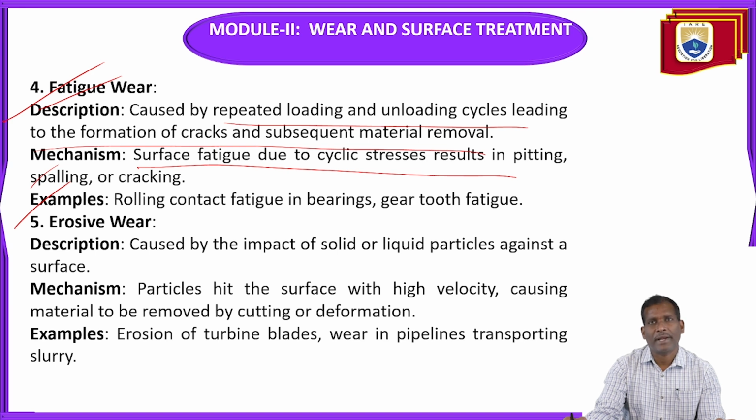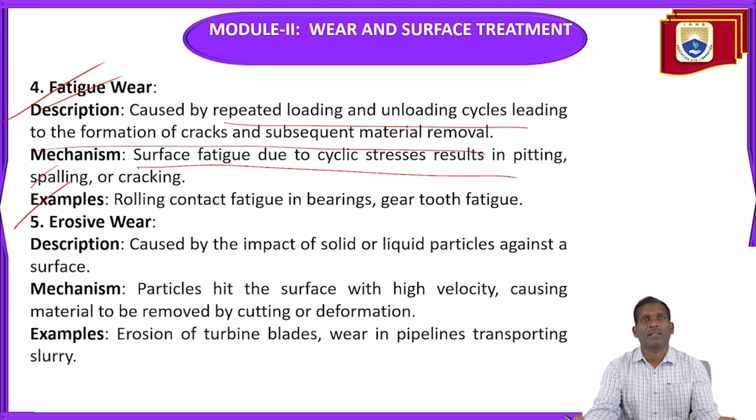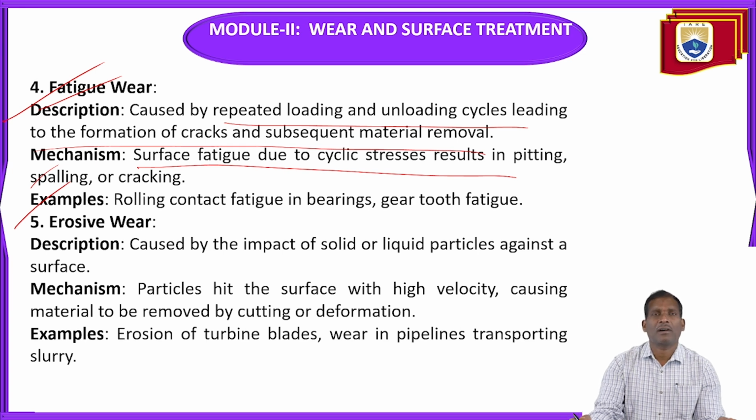and gear tooth fatigue. The repeated loads occur in mechanical components like bearings, gear wheels, connecting rods and pistons. The piston moves inside the cylinder top to bottom and bottom to top. A load acts on the piston, that is the gas load. This is also one type of cyclic load. Bearings are of two types: sliding contact bearings or rolling contact bearings. So, rolling contact fatigue in bearings and gear tooth fatigue.